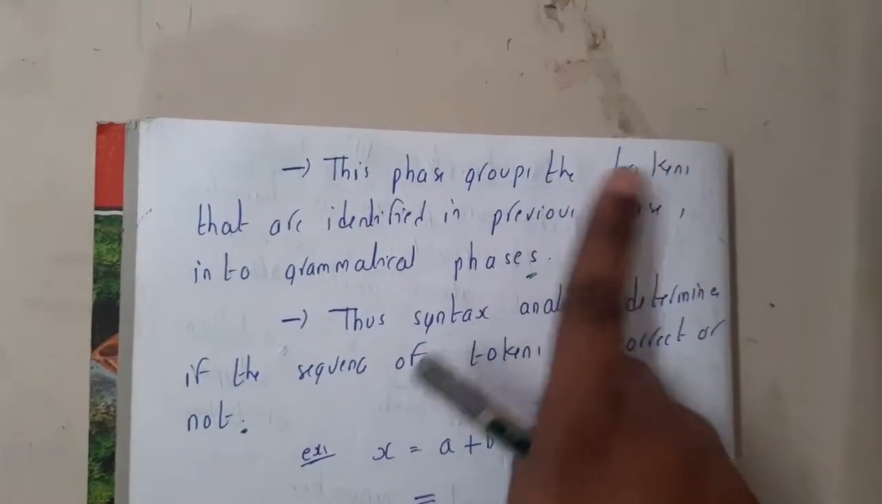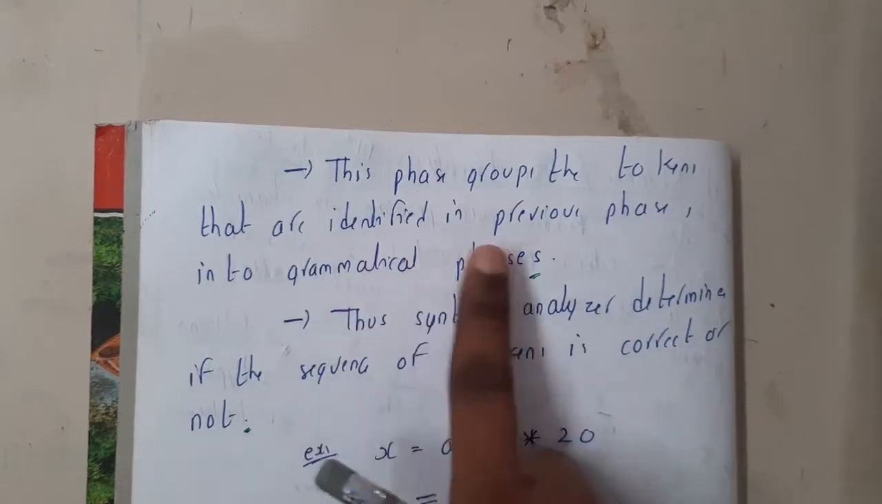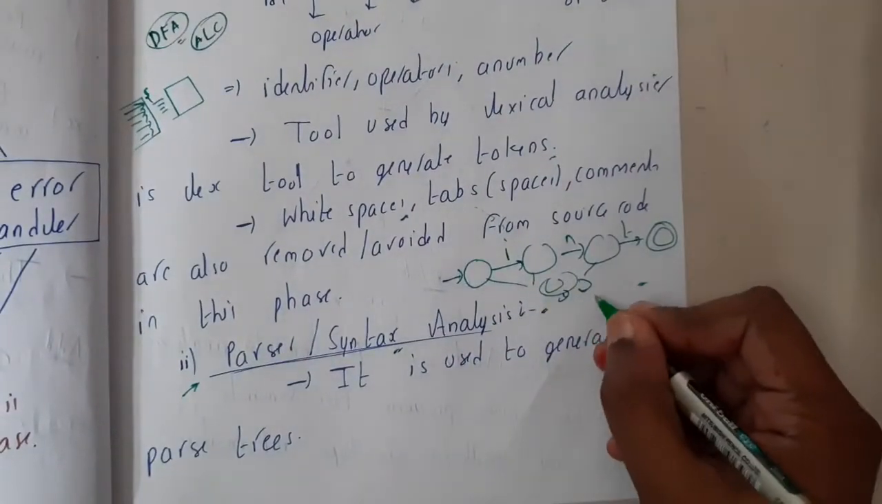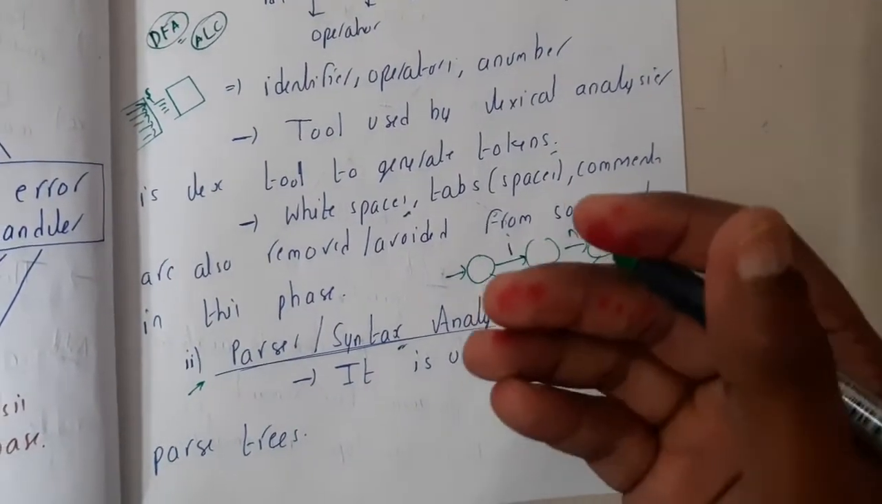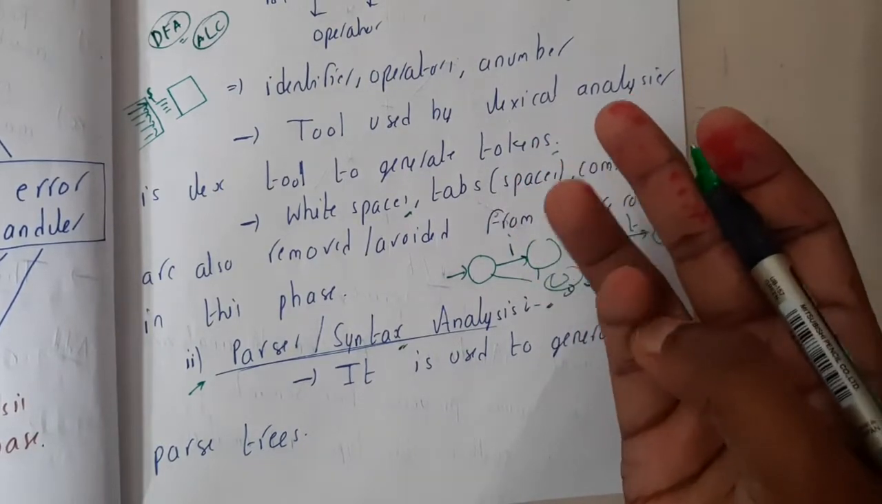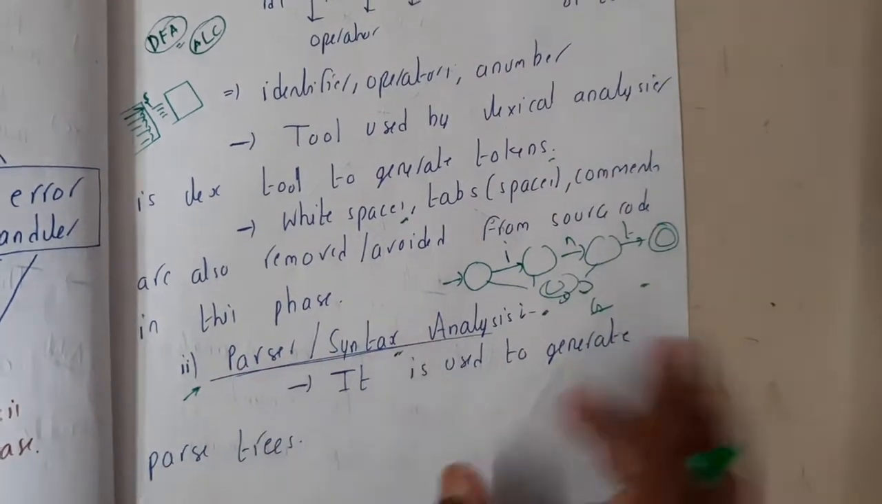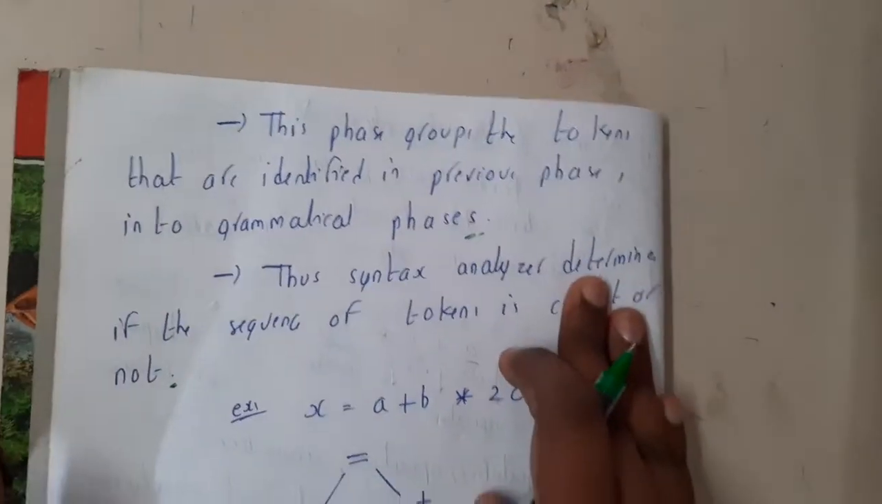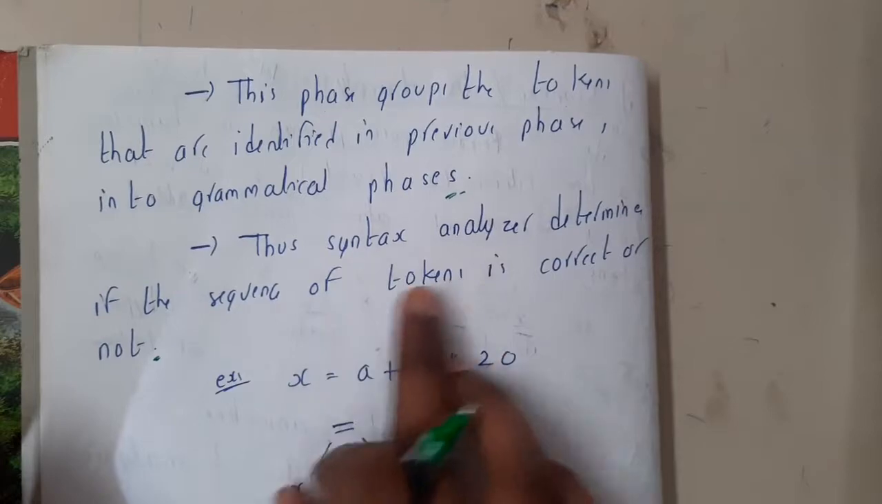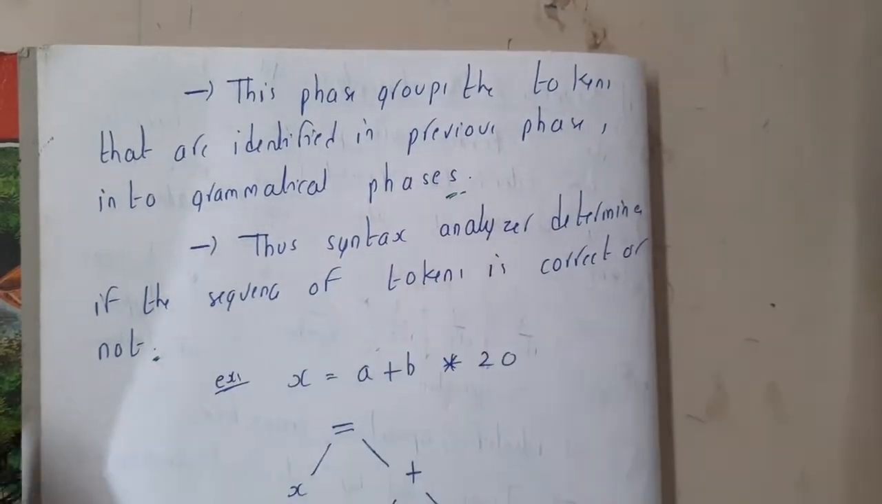So basically we are using the same tokens that were identified in the previous phase to form grammatical phrases. Here we do grammar checking, guys. Whenever we are working with English, what is our first step? You should not make any spelling mistakes. Once the spelling is done, we move to grammar. In the same way, the parser is going to check that. Thus the syntax analyzer determines if the sequence of tokens is correct or not.